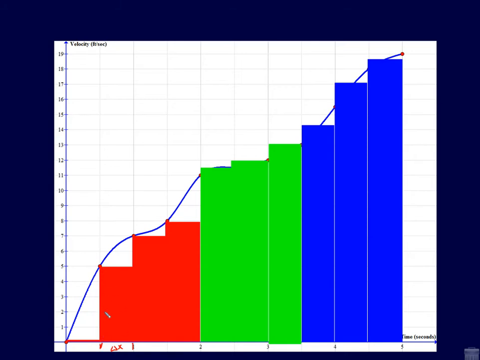The height of the rectangle is measured by the function. Now it might be measured at the left side like this one is. It might be measured at the right side or in the middle, but either way the height of the rectangle is a function value. And so I'm going to call that f of c. So the c value might be the leftmost point in the subinterval. It might be the rightmost point, as in the green ones, or it might be any other point in between, for example, the midpoint. The base is the change in x.